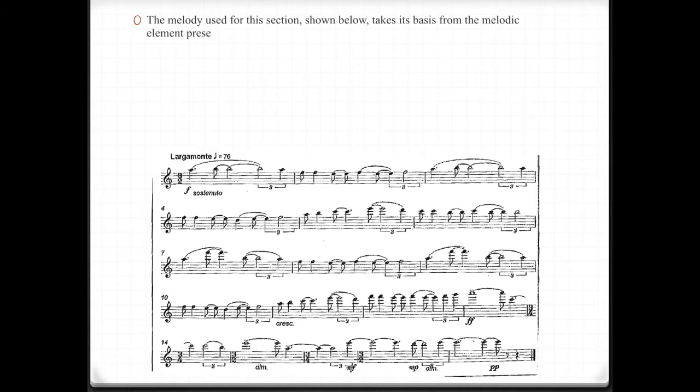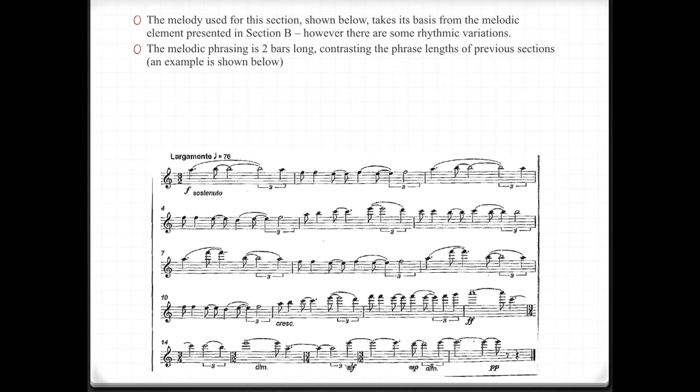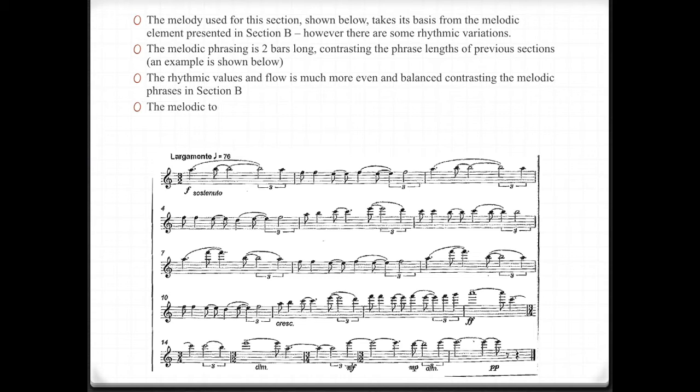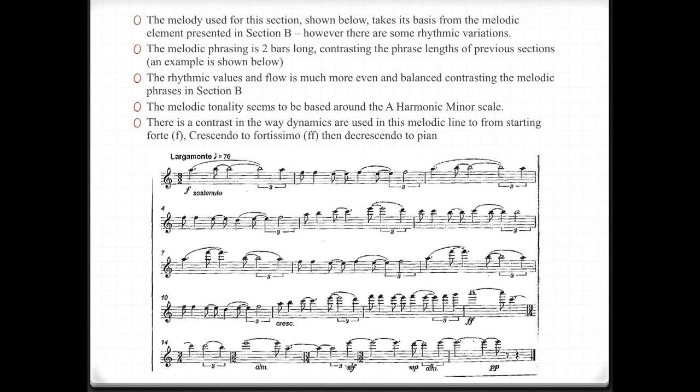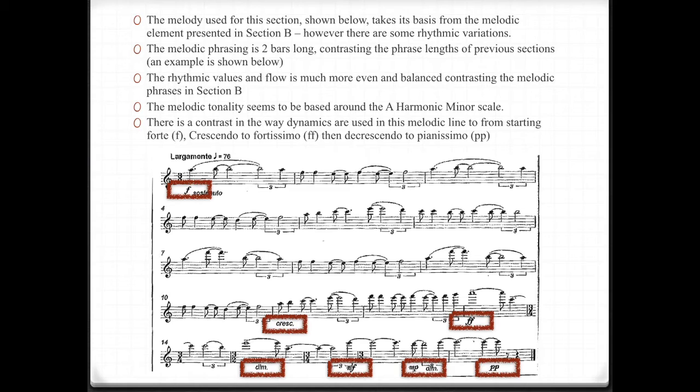It takes the basis from the melodic element presented in B, however there are some rhythmic variations. The melodic phrasing is 2 bars long, contrasting the phrase lengths of the previous section, as I just showed you. The rhythmic values and flow is much more even and balanced, contrasting the melodic phrases in section B, and the melodic tonality seems to be based around a harmonic minor scale. There is a contrast in the way the dynamics are used in the melodic line, starting from forte, crescendo to fortissimo, then decrescendo or diminuendo to pianissimo.